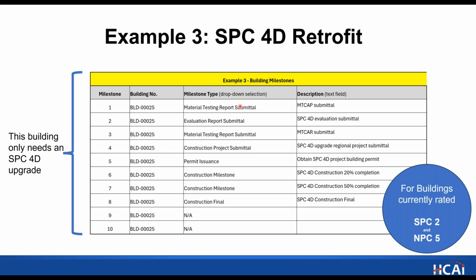So here's the milestones that we recommend for that. And this one has a little more in-depth of the SPC 4D since there's more space to spread out. So a material testing program submittal. So that's the material testing report submittal milestone type, and the description is MTCAP. And then an evaluation report for the SPC 4D. Another material testing report submittal, and that is the MTCAR. So this is the material testing condition assessment report. The program is what you send in, is the high level of this. These are all the things that we're planning to test and assess.